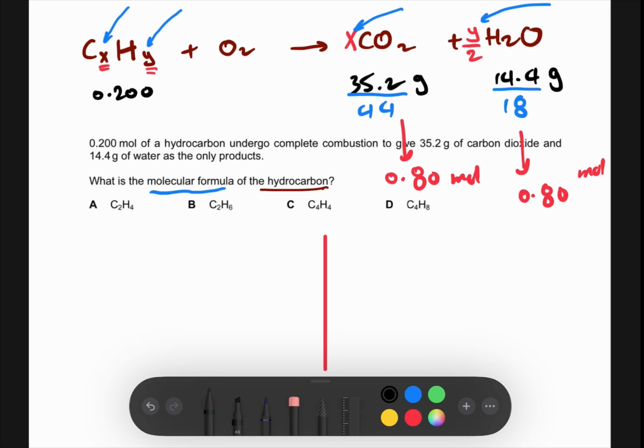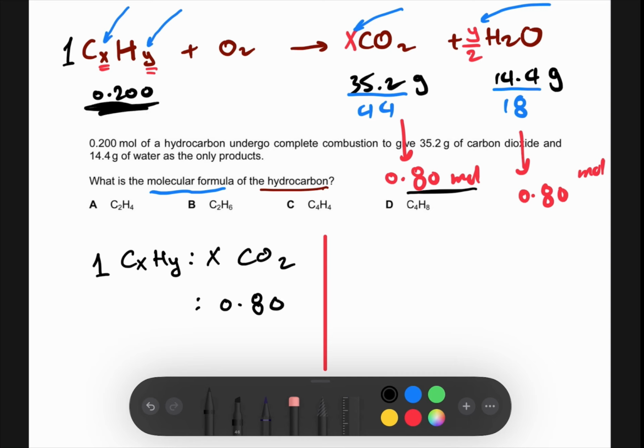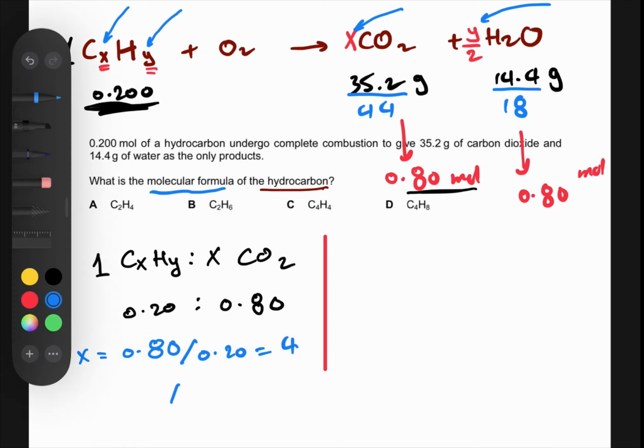If we make a mole ratio here, we have 1 mole of CxHy from the equation. If we have 1 mole of CxHy, it needs X CO2 to react. How many moles of CO2 do we have here? We have 0.8. And then CxHy is just 0.2. If we do some math, you can see that the value of X is equal to 0.8 divided by 0.2, which equals 4. At this point, we can determine that the carbon atoms are equal to 4.